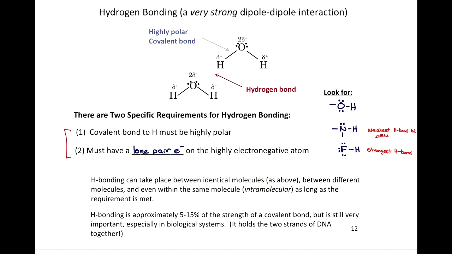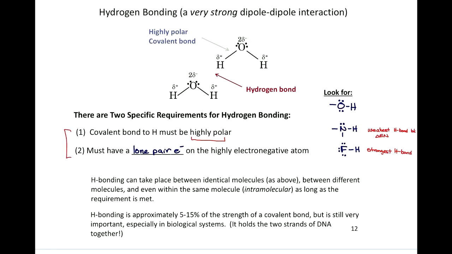A hydrogen bond is a very, very strong dipole-dipole attraction, and it has two specific requirements. In order to hydrogen bond, you have to have a hydrogen present. But it can't just be any hydrogen. It has to be a hydrogen that's covalently bonded to a very polar atom. Those atoms include oxygen, nitrogen, and fluorine.